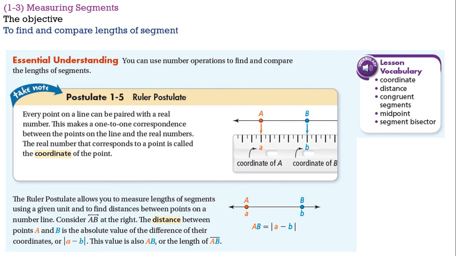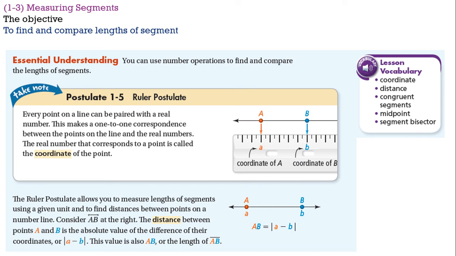The vocabulary of this lesson: coordinate, distance, congruent segments, midpoint, segment, bisector. Now, let's see the first postulate. We have discussed 4 postulates in the previous lesson, and today we are going to learn more postulates.